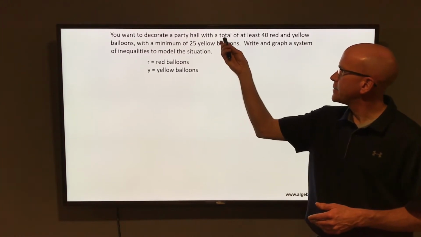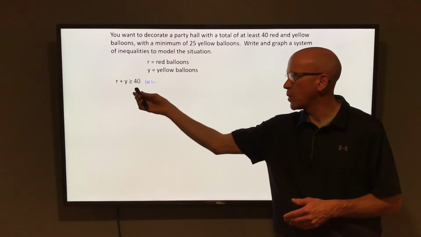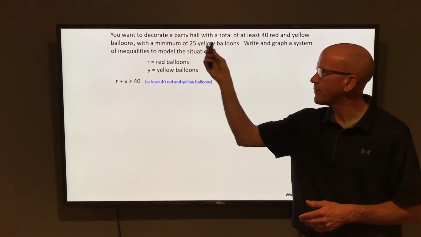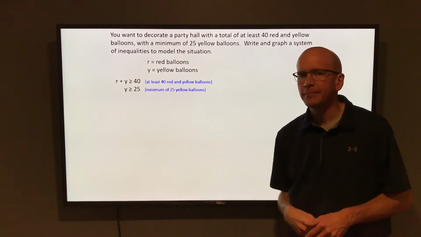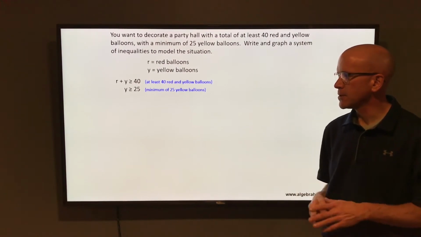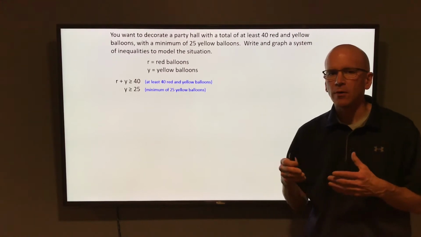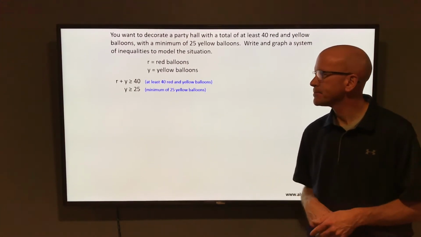You need a total of at least 40 red and yellow balloons. So you can take R plus Y, that would be greater than or equal to 40. Also, you need a minimum of 25 yellow balloons. So Y needs to be greater than or equal to 25. So those are the two inequalities. We're going to graph those two inequalities, and where they overlap, that will give us all the combinations of red and yellow balloons that we could have.